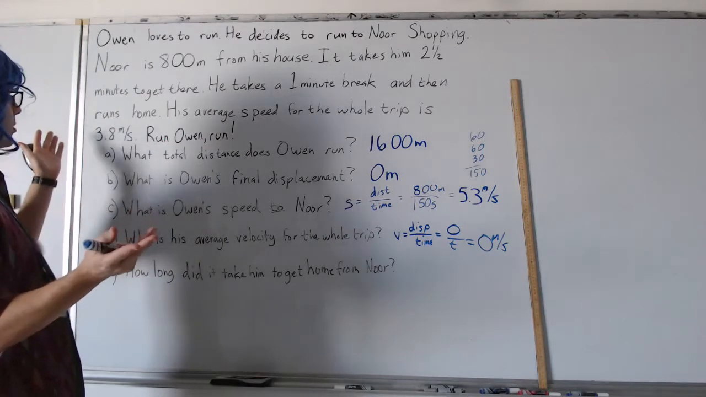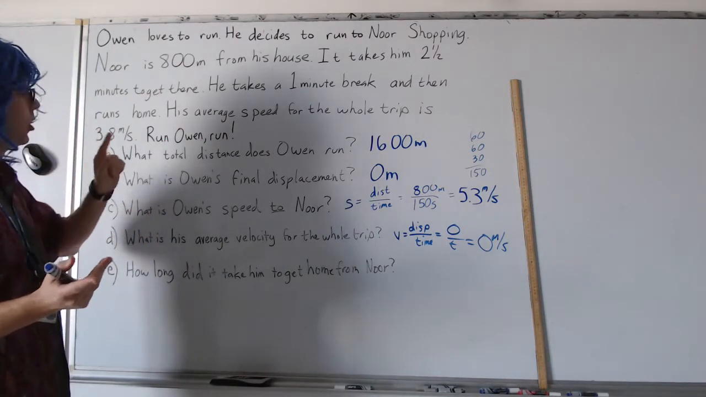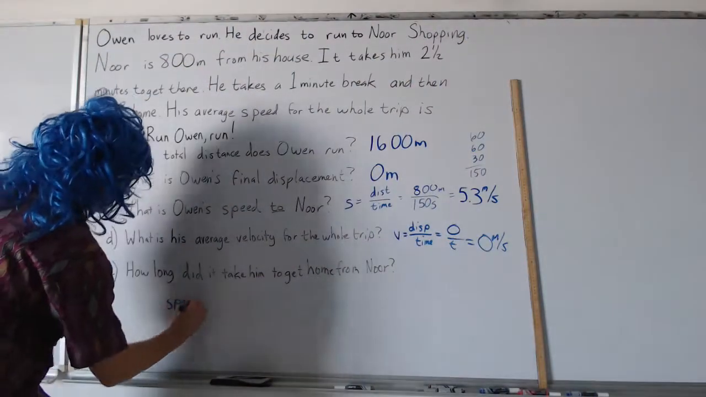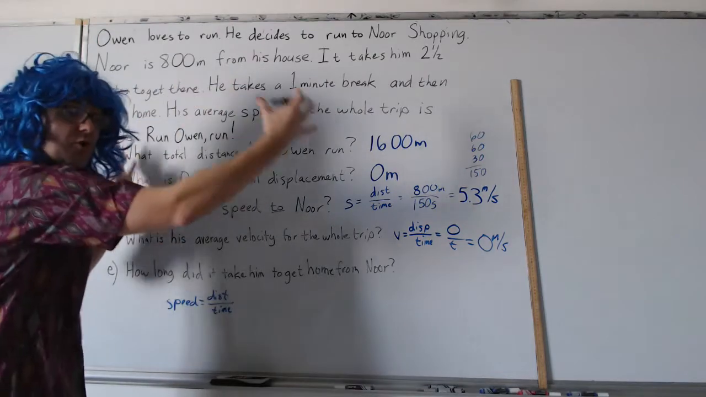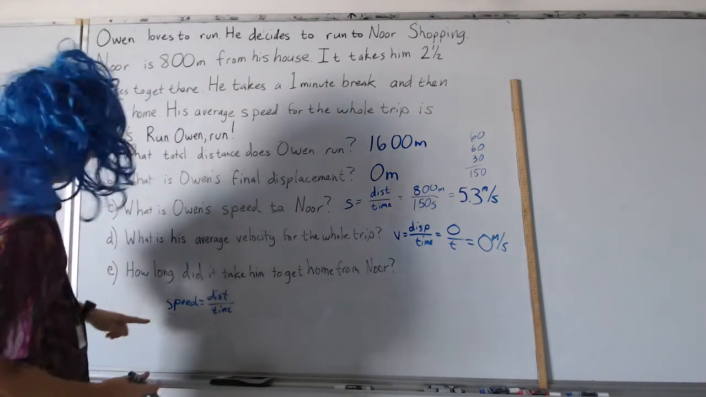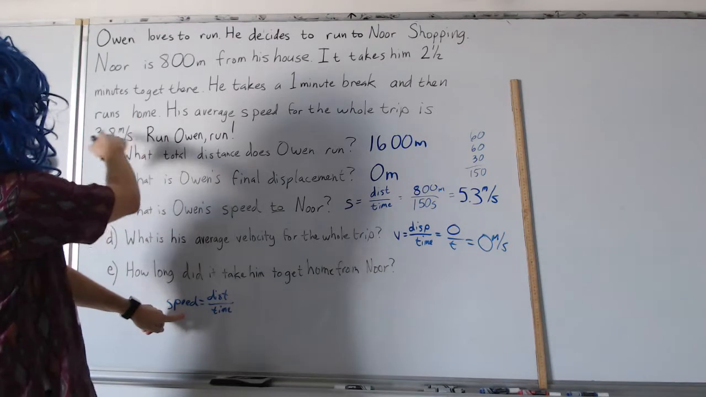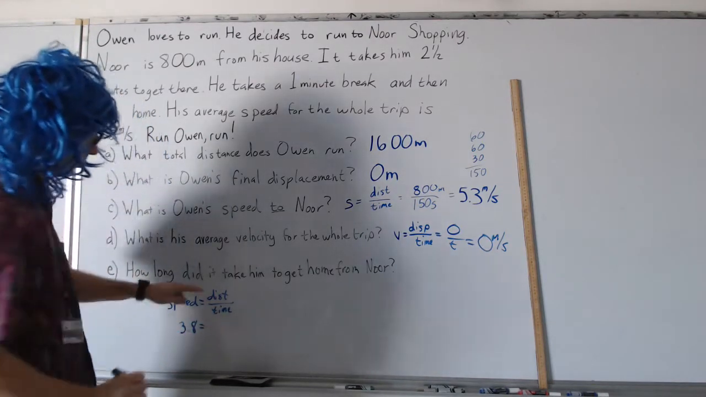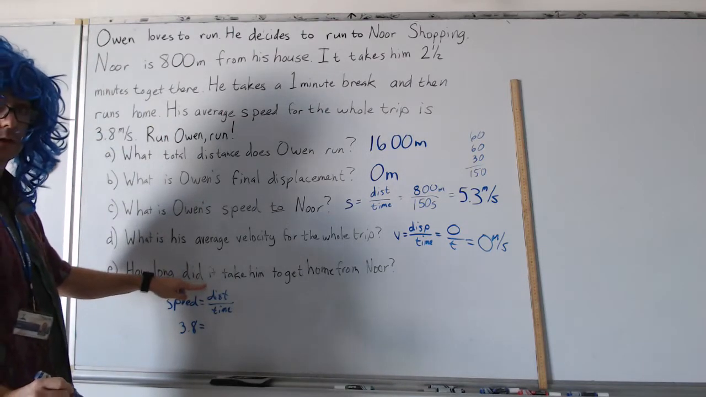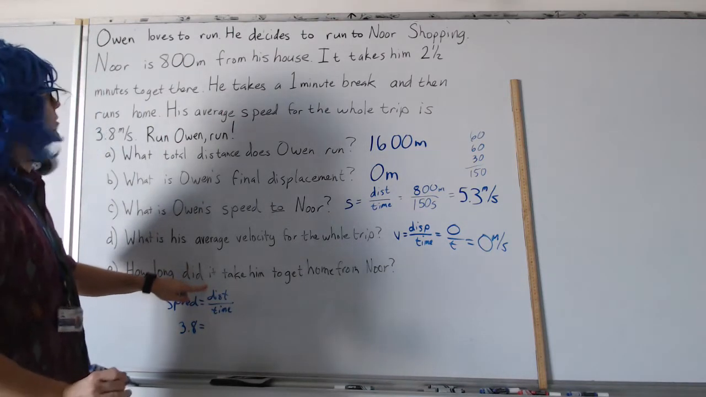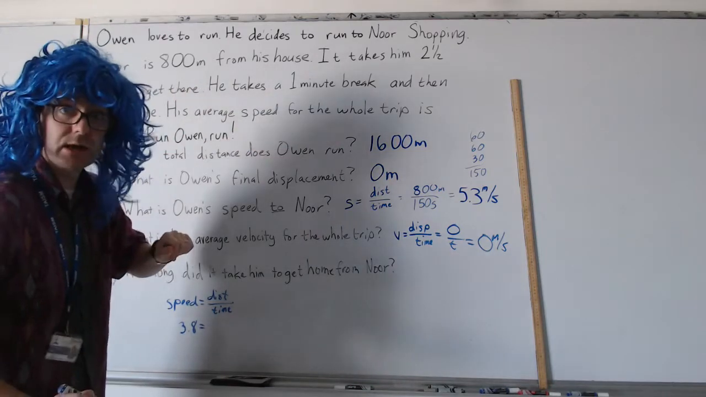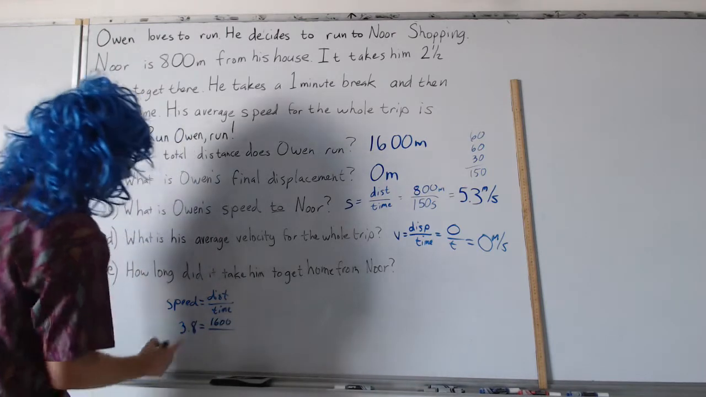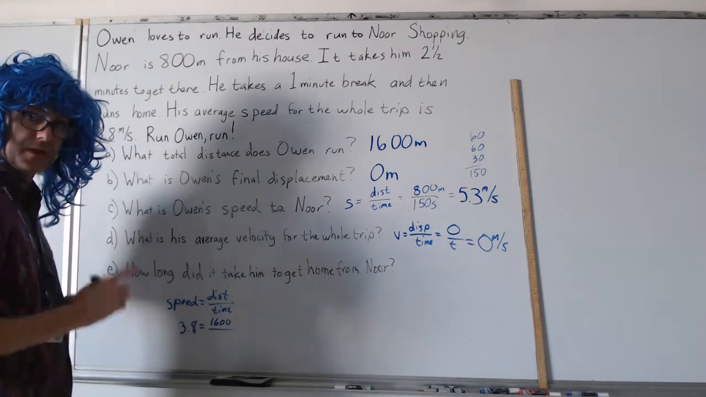I don't know anything about going home from Knorr, but I do know the whole trip is 3.8. Now that's the average speed. Now if I'm talking about the speed for the whole trip, the speed was 3.8. This is average speed, so 3.8 equals the total distance. What's the total distance? Well, the total distance, remember, was 1,600 meters. So that's going to be 1,600 on the top. And then the bottom is the time. Now that's what I can solve for.